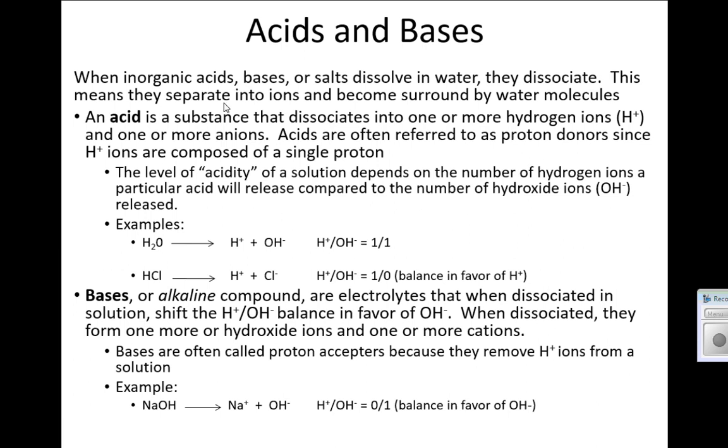Acids are substances that dissociate into one or more hydrogen ions and one or more anions. Now, hydrogen ions, which are abbreviated with just H+, are basically just a proton. When I say basically, that's because that's what they are: a proton. Think back to the other day when we talked about atomic numbers. We learned that hydrogen had an atomic number of 1. Atomic number told you that it had 1 proton.